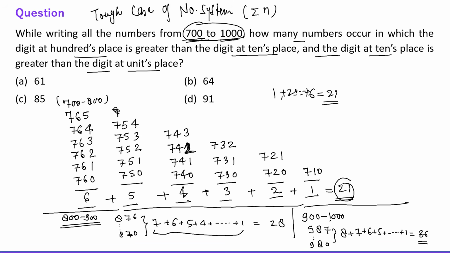So these are the total numbers. What is the total number? When we add all of them, 21, 28 and 36, when we just add all of them, we will be getting the final answer.